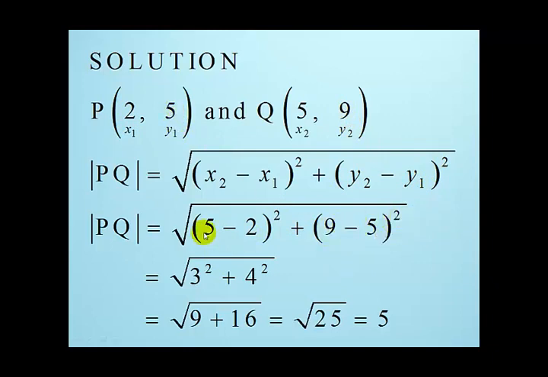Now 5 minus 2 is 3. So we have 3 square plus 9 minus 5 is 4. So we have 4 square. Now 3 square equals 9 and 4 square equals 16, and 9 plus 16 is equal to 25. So the square root of 9 plus 16 is equal to the square root of 25, and the square root of 25 is equal to 5. So this is how we find the distance between 2 points.